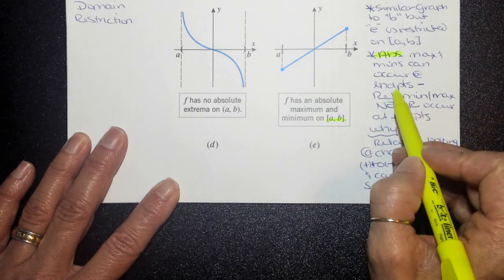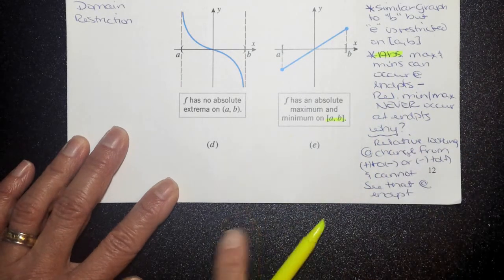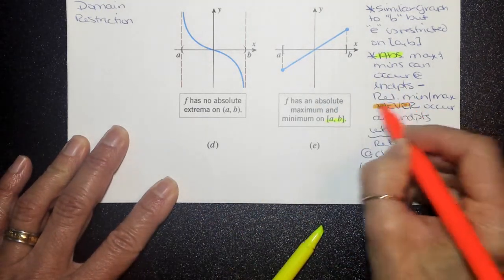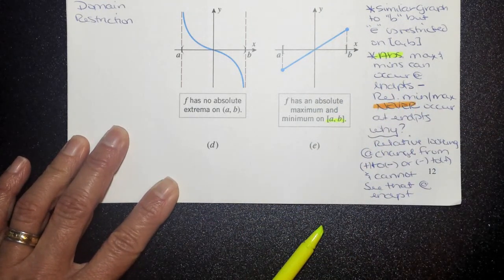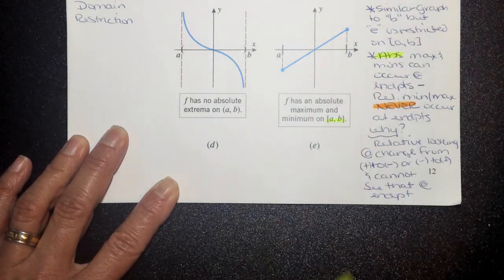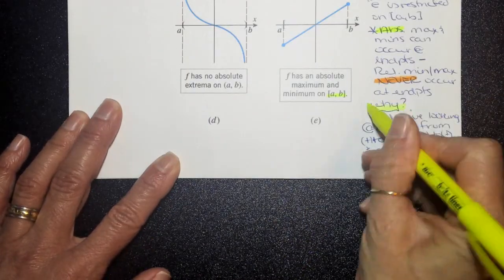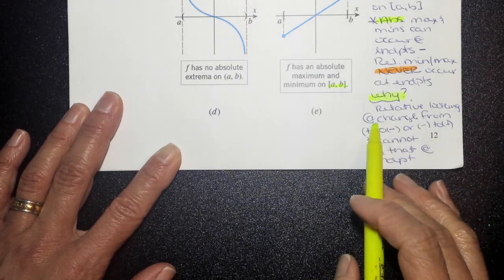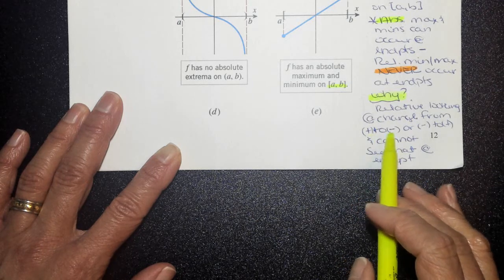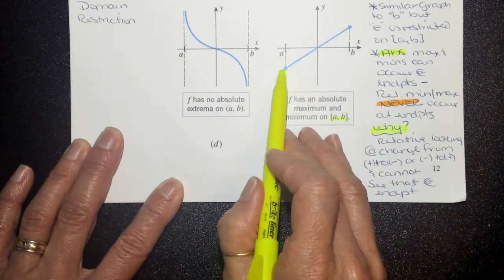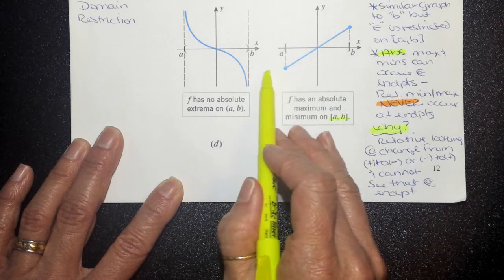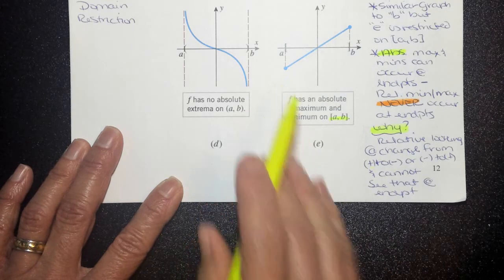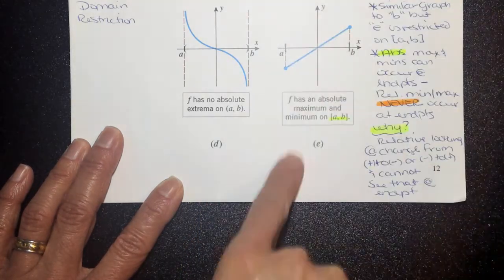But what you need to understand is that absolute maxes and mins can occur at endpoints, but relative maxes and mins will never occur at endpoints. So there's a difference. So an absolute max can occur at an endpoint, but a relative cannot. And the reason why is because, remember, when you test a relative max or a relative min, you are looking for the sign change from either positive to negative or negative to positive. And here we can't see what's happening on the left or on the right. So we can talk about absolutes here, but we cannot talk about relatives. So you need to make sure you're clear on that.